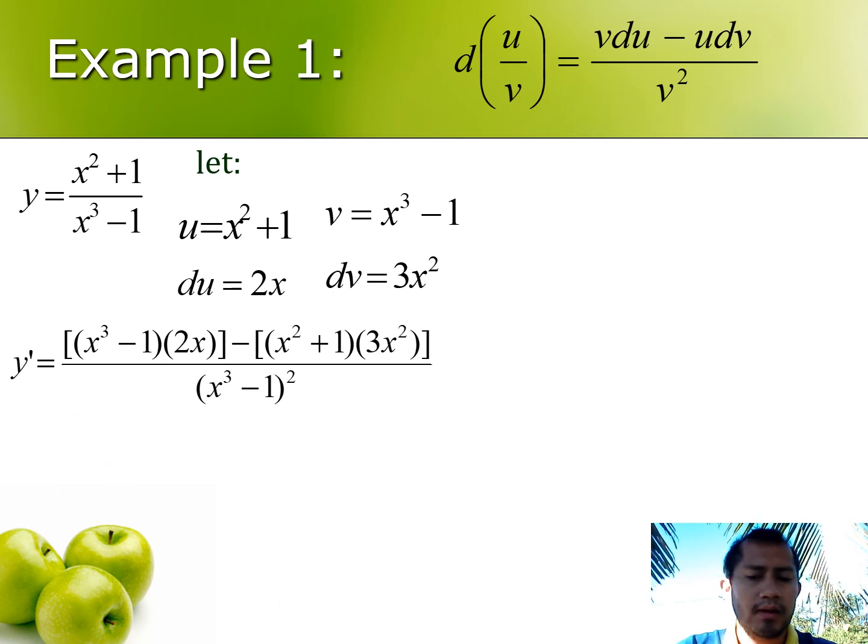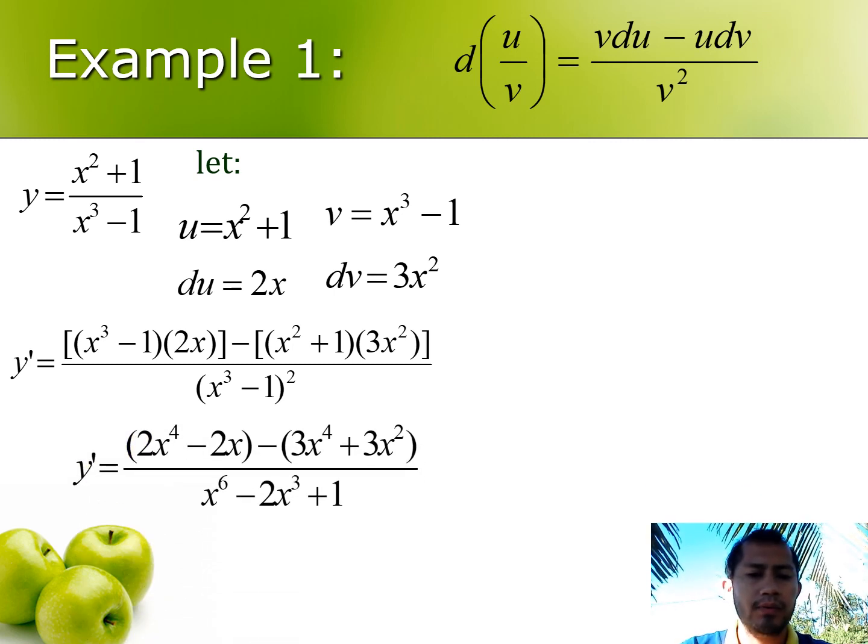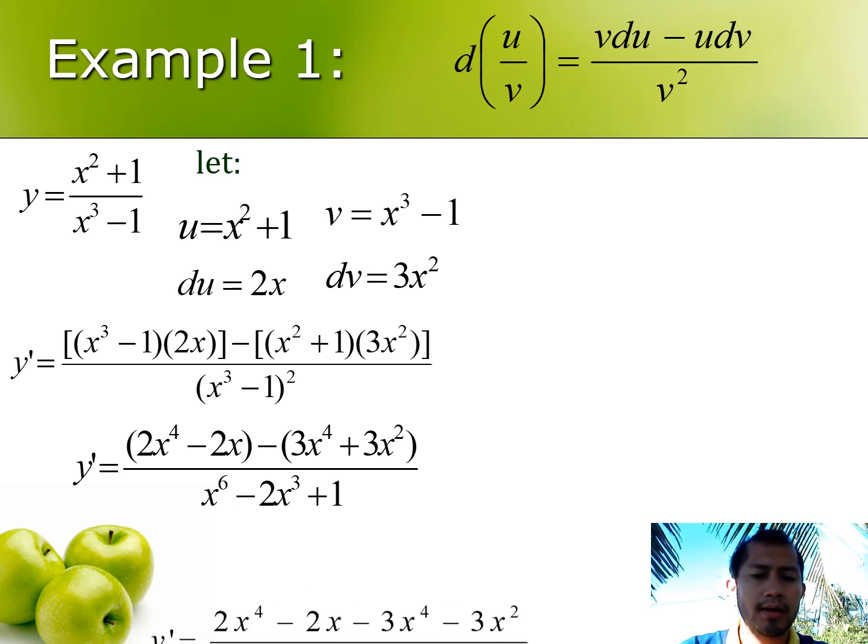We now apply the formula since the details are complete: u, du, v, and dv. So y prime is equal to, let's talk about the upper part first, x cubed minus 1, which is our v, times du, which is 2x, subtracted by the product of u times dv. So x squared plus 1 times 3x squared all over v squared, which is x cubed minus 1 squared. Simplifying, we have 2x to the fourth minus 2x subtracted by 3x to the fourth plus 3x squared all over x to the sixth power minus 2x cubed plus 1.